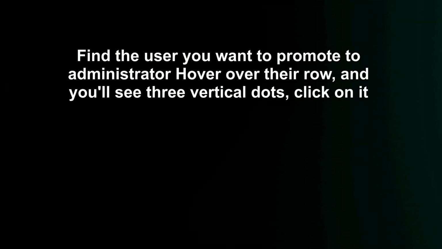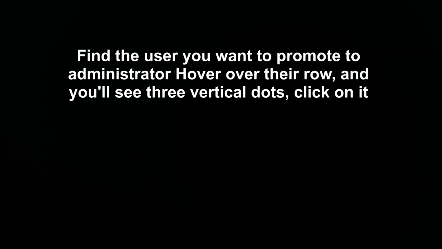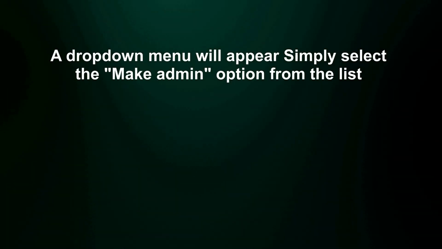Find the user you want to promote to administrator, hover over their row, and you'll see 3 vertical dots. Click on it. A drop-down menu will appear. Simply select the Make Admin option from the list.